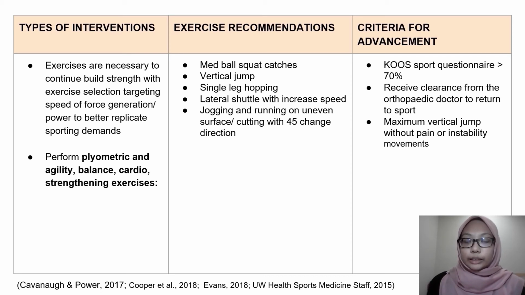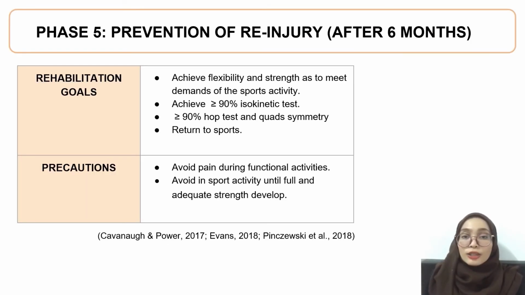And for the criteria for advancement, the KOOS sport questionnaire must be more than 70%, the athlete must receive clearance from the orthopedic doctor to return to sport, and have maximum vertical jump without any pain or unstable movement. Other than that, the athlete must have no instability experienced during the rehab. An ACL injury prevention program should be considered for people who are rehabilitating from ACL injury or reconstruction.